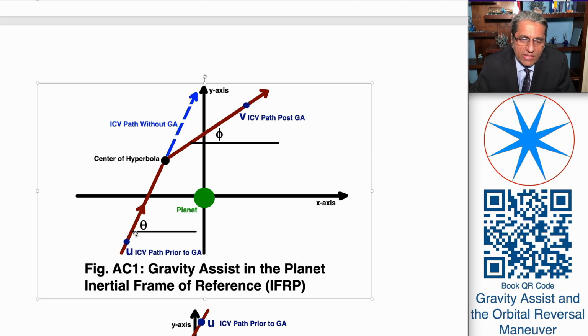Let us say that initially the asymptotic path of the spacecraft was at an angle theta with the x-axis, and the x-axis is the direction of motion of the planet. Of course, in the inertial frame of reference of the planet, the motion of the planet is actually zero. So let's say it was at theta, and then after passing by the planet and having its direction change, the direction is phi.